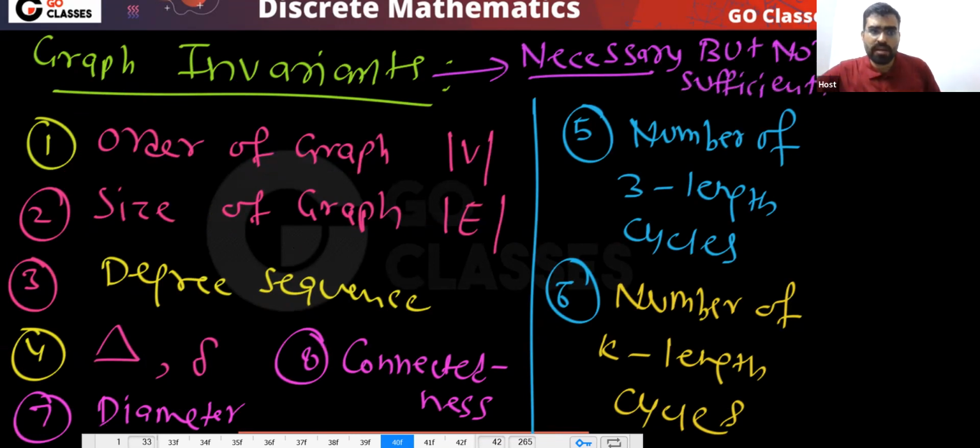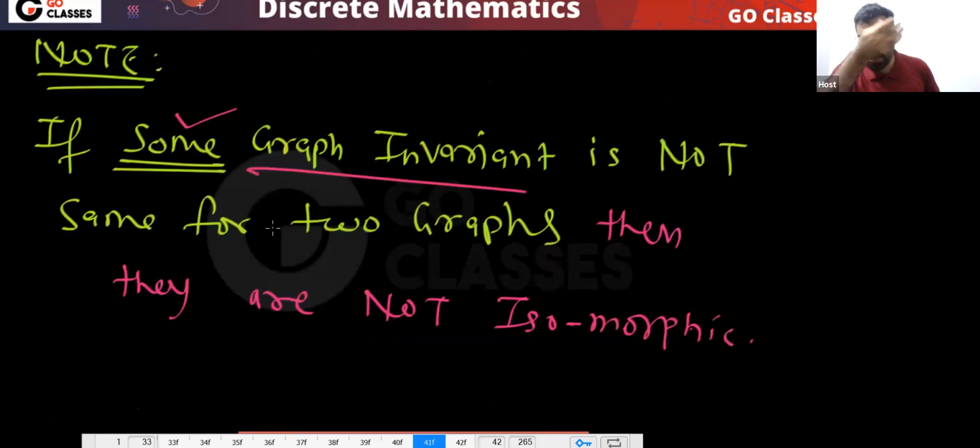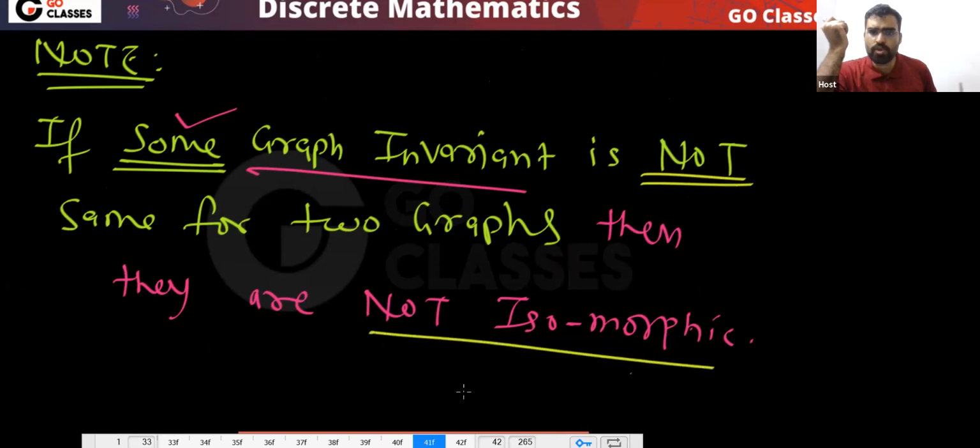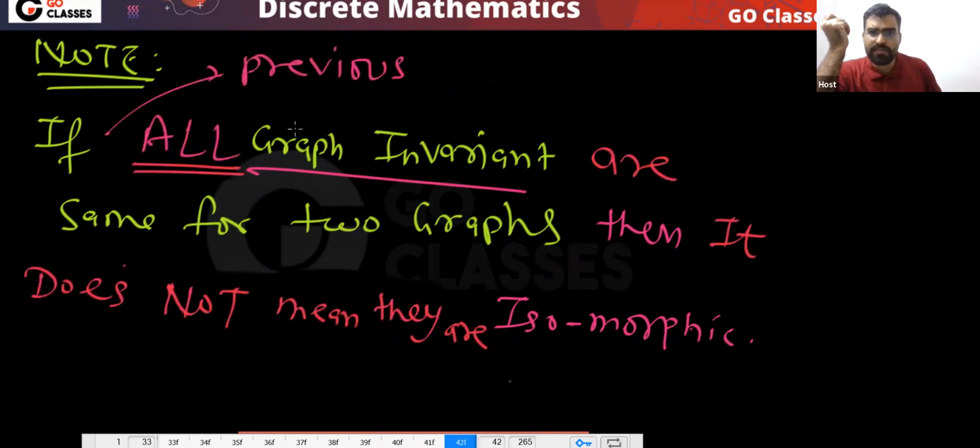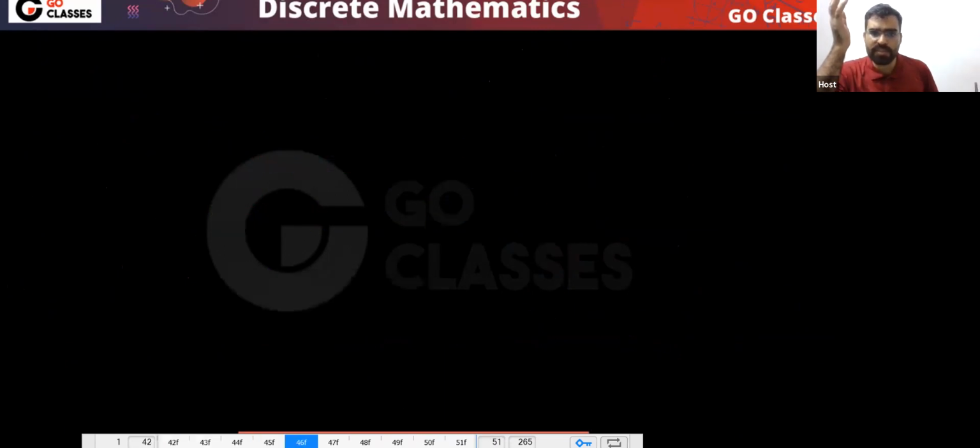Again, I am telling you, graph isomorphism is an NP hard problem, like an NP intermediate problem. Graph isomorphism is a very hard problem. So these tests work in one direction. If some graph invariant is not satisfied, then the graphs are not isomorphic. But if all graph invariants are satisfied, it does not mean they are isomorphic. So all these properties are necessary but not sufficient.